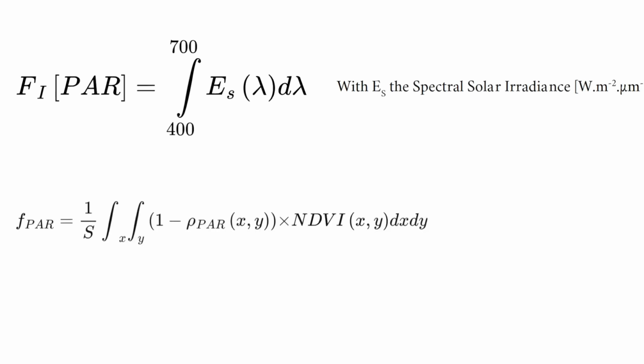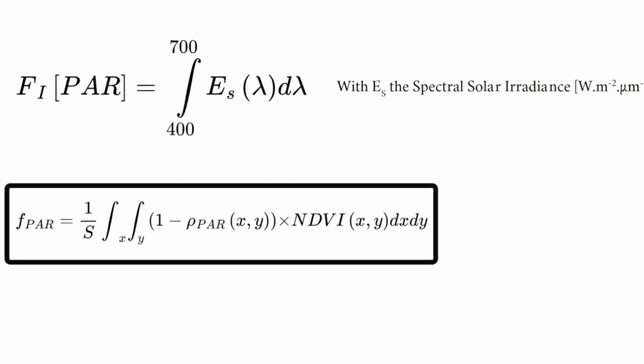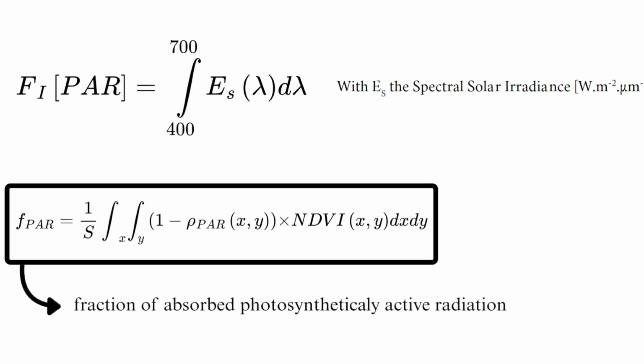The fraction of absorbed photosynthetically active radiation, or FPAR, is defined as the fraction of the solar energy flux in the PAR domain that is absorbed by the canopy. The expression for it is the following. Since in DART every pixel of the image corresponds to one value of reflectance, we calculate the mean FPAR. The NDVI in the formula is here to discriminate between pixels that are vegetation and pixels that are not.